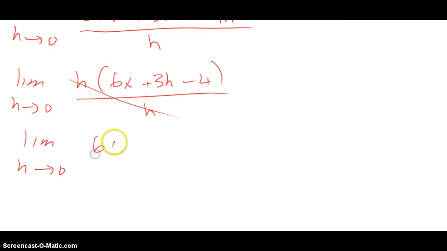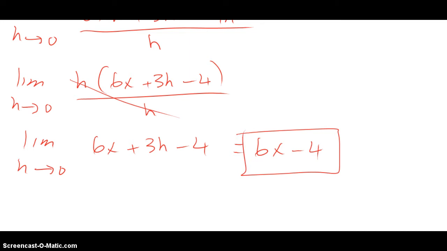of 6x plus 3h minus 4, which if we plug in h equals 0, which is what the limit tells us to do, we're left with 6x minus 4. And that is the derivative.